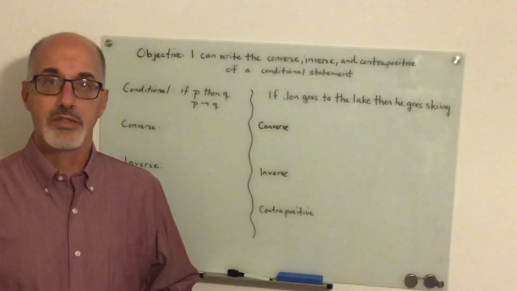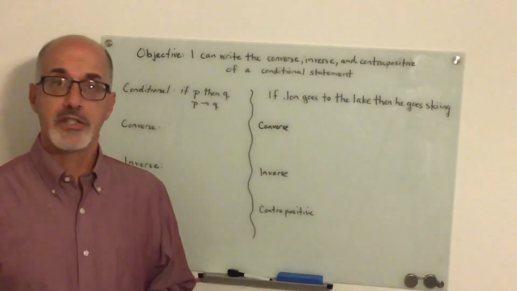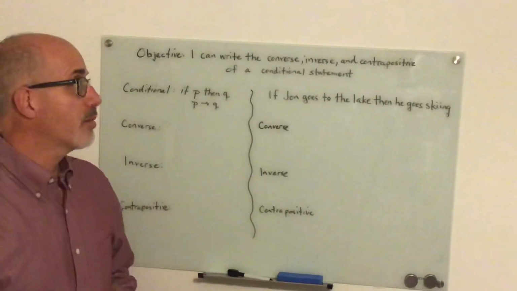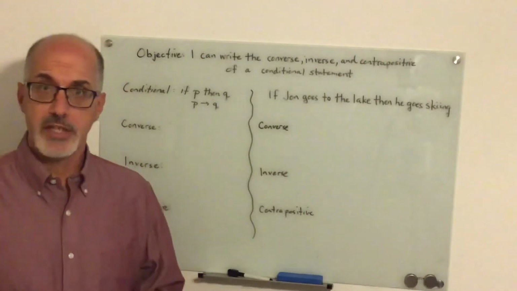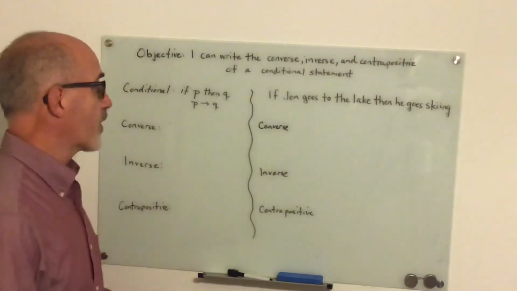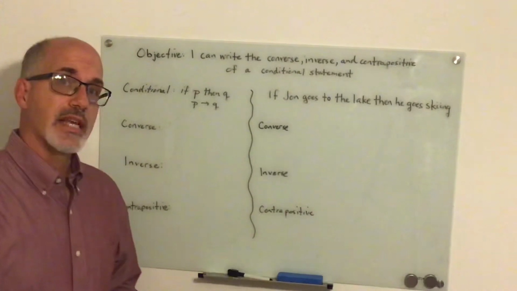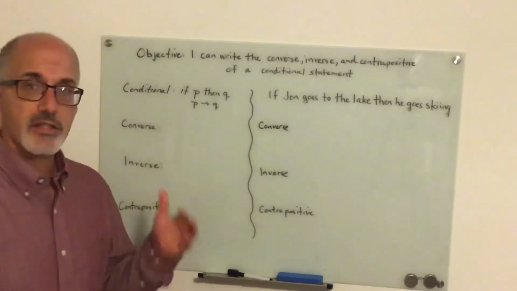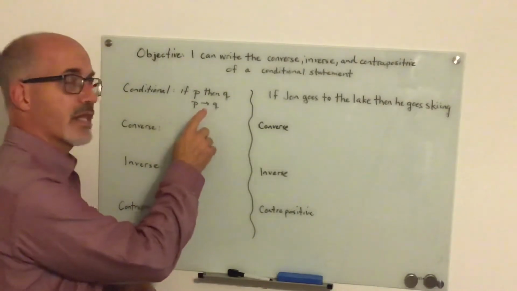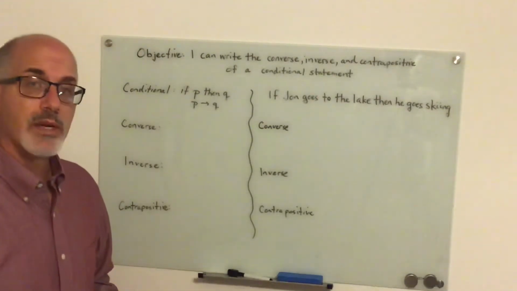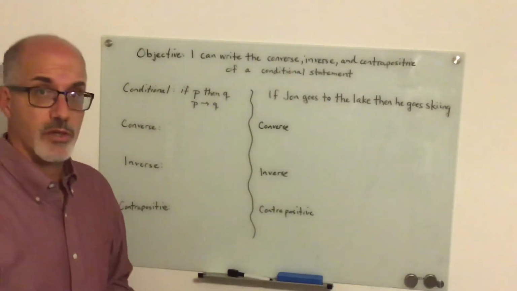Writing conditionals leads us to working on variations of that. We want to be able to write the converse, inverse, and contrapositive of conditional statements. So if our conditional is if P then Q, where P is the hypothesis and Q is the conclusion, another way to write that is P with an arrow to the Q, meaning P implies Q.